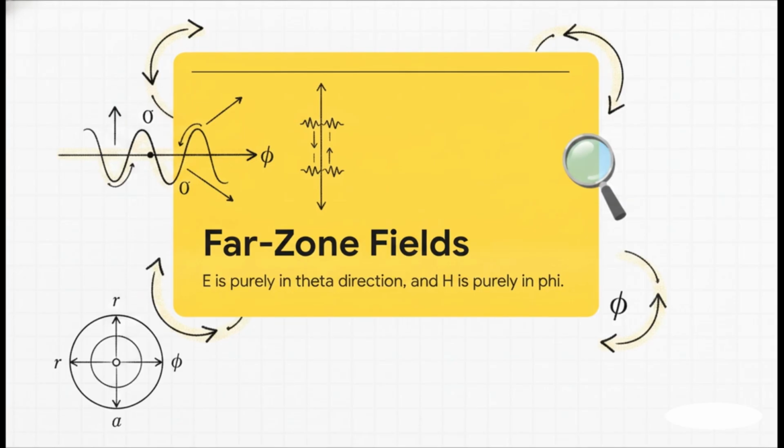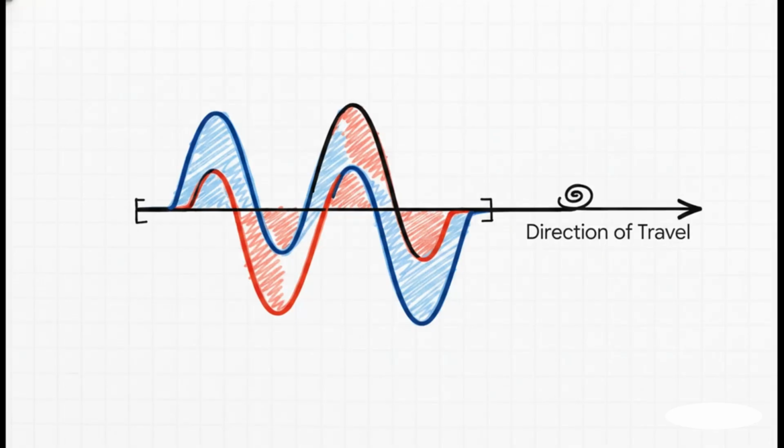Notice how the vector components have shifted. We no longer have z components. The electric field is entirely in the theta direction, and the magnetic field is entirely in the phi direction. And this brilliantly illustrates a universal truth of electromagnetic radiation. Out in the far zone, the E and H fields are always locked strictly perpendicular to each other, and both are perpendicular to the direction of travel, the radius vector. They propagate outward as a transverse wave.